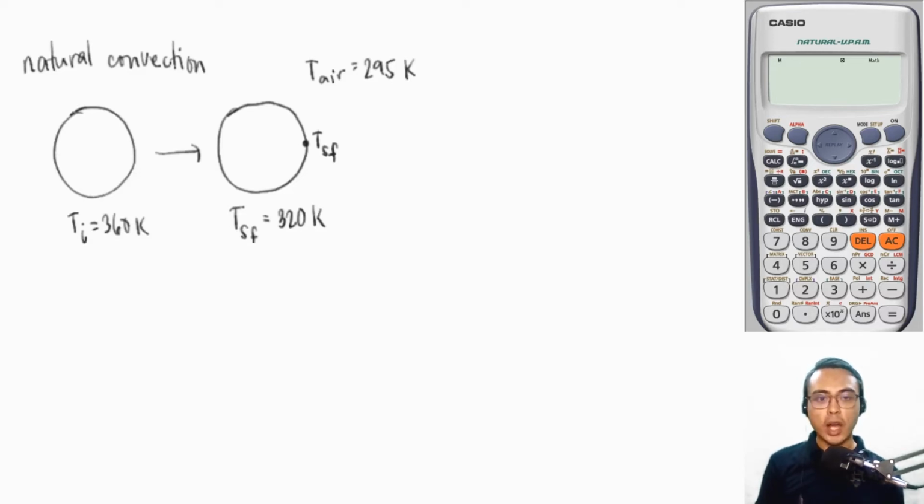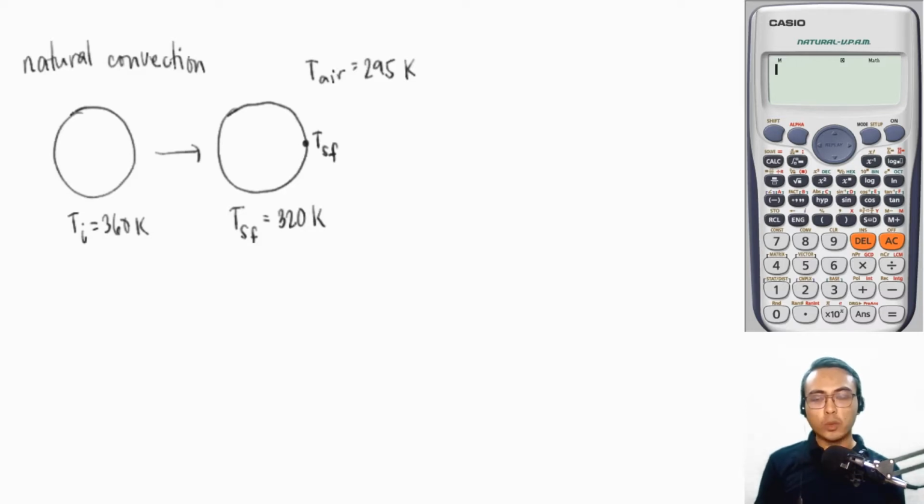Okay, here we have the givens of the problem. Our rubber balls are initially at 360 Kelvin because that was the temperature at which they are being cured. And after some time, the surface temperature of the rubber balls is now down to 320 Kelvin. And all the while, the temperature of the surrounding air is at 295 Kelvin. This is a natural convection problem because there are no fluid velocities involved.